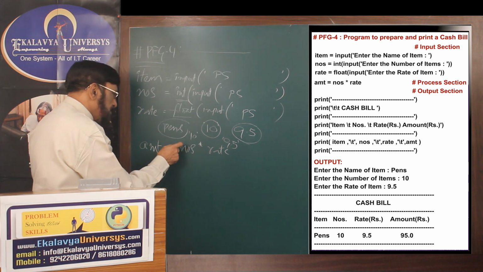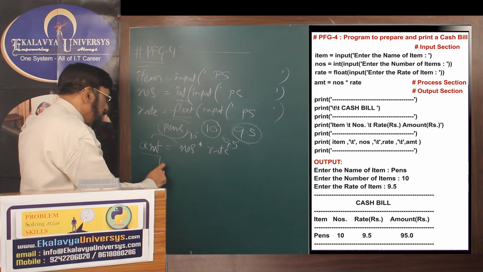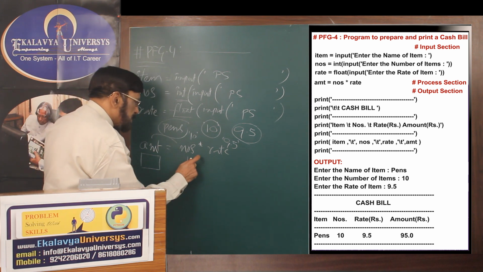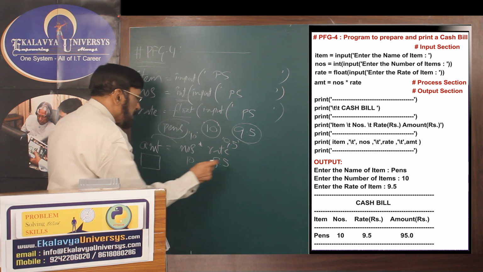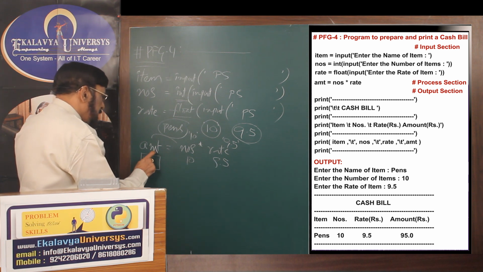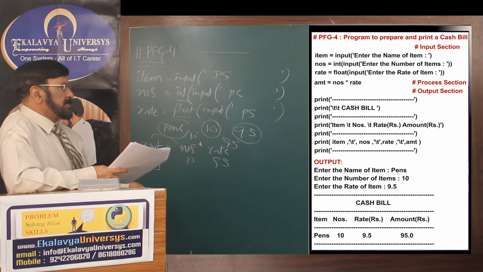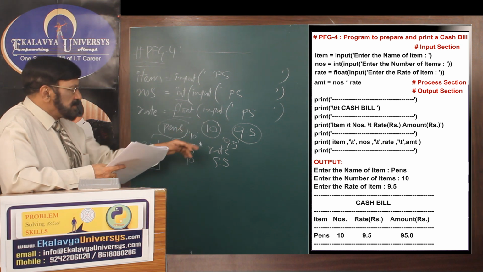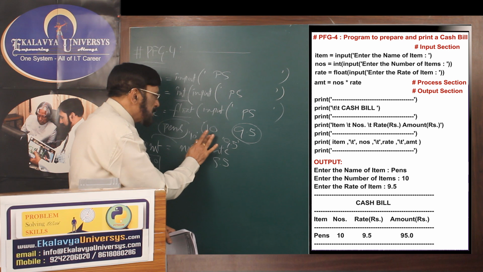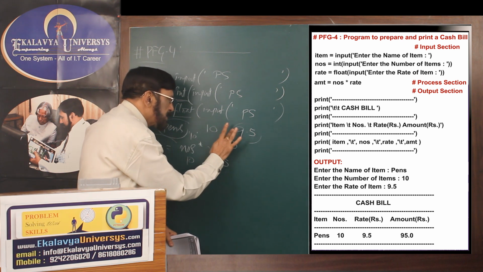I already told you the assignment operator, equal to. Whatever comes out of the multiplication is stored in the new variable. Suppose this is 10 and this is 9.5, then what is stored here? 95 is stored here. That point you have to understand. Why are you doing this? Actually this wrapper should be removed. Until it is removed, we cannot make the calculation.